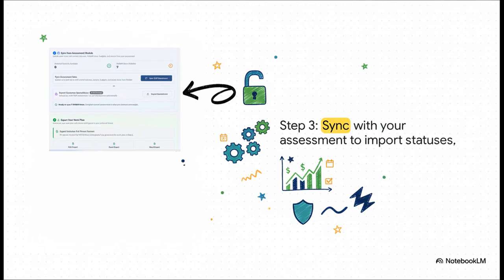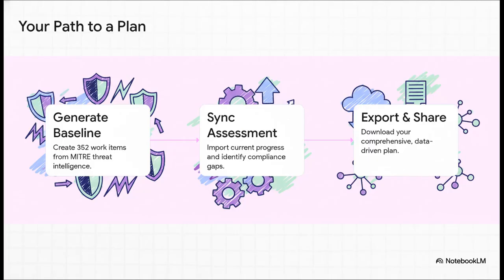You sync it up with your ongoing assessment, and this is so powerful because it's a two-way street. It pulls in your current progress, your budget info, and as you can see here, it finds those 7 specific POAM items, those gaps that need fixing, and automatically turns them into work tasks for your team. So let's just quickly recap that flow because it's super important. First, you generate the baseline plan from threat intelligence.